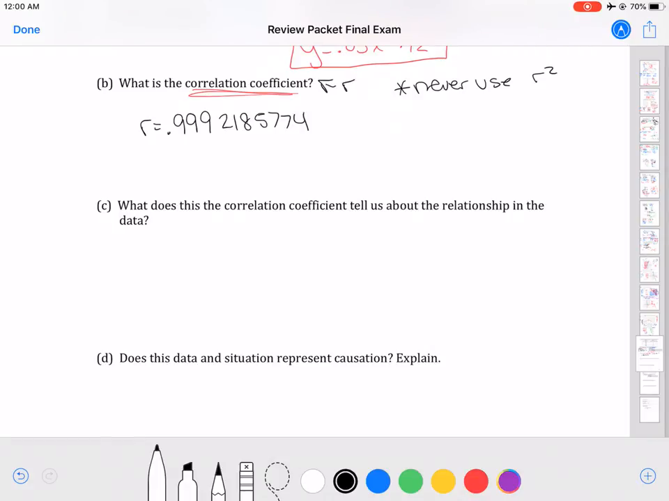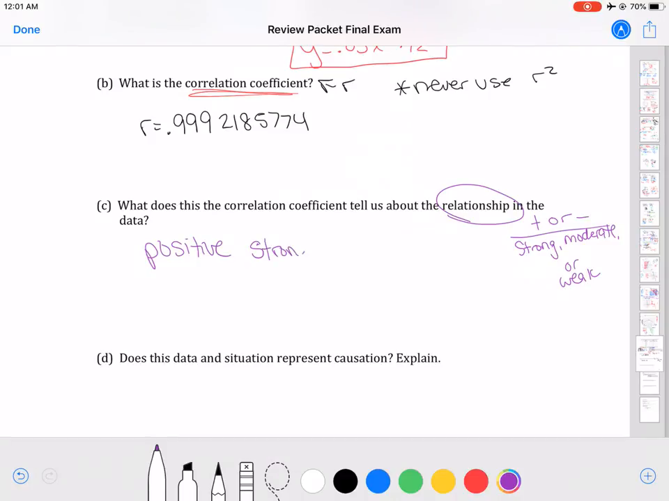All right, now part C says, what does this correlation coefficient tell us about the relationship in the data? So the relationship in the data is all dependent on whether, first of all, it's positive or negative, and whether it's strong, moderate, or weak. So you have to answer those 2 things. It's a positive number, so it's very easy to tell that it is a positive correlation or a positive relationship. To tell if it's strong, the closer it is to 1, the stronger it is. 0.999 is very close to 1. So this is a strong positive relationship.